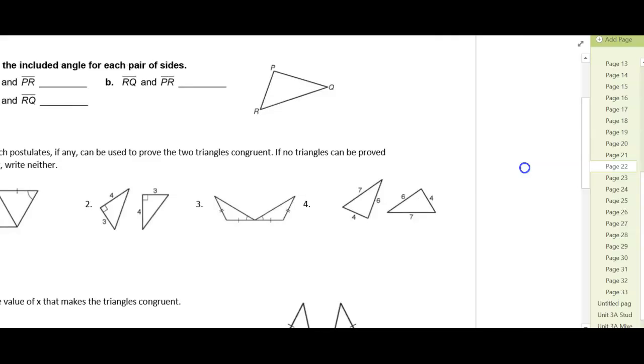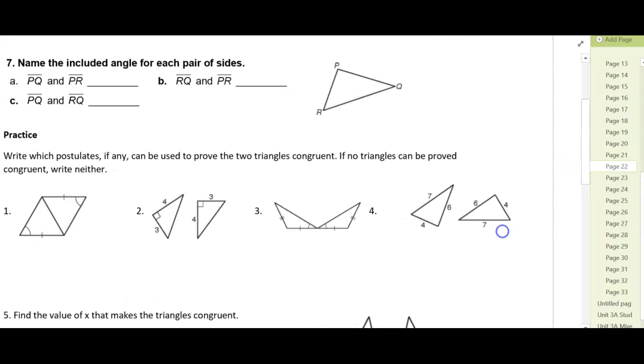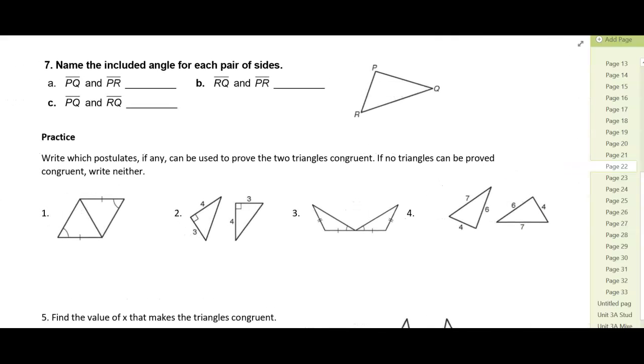So I'm going to zoom in a little bit here. Number 7. Part A. Name the included angle for each pair of sides. So remember when we were doing side, angle, side, it was important that we knew what we meant by the included angle. So for part A, if I have PQ and PR, I'm going to highlight them in yellow. The included angle there is angle P.